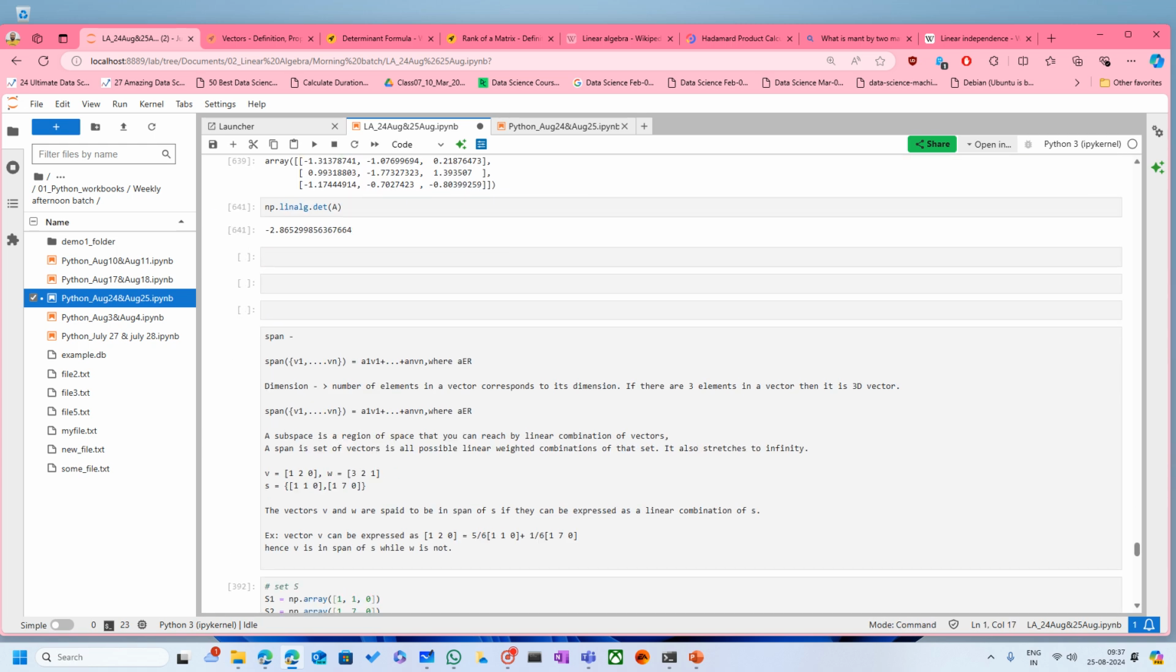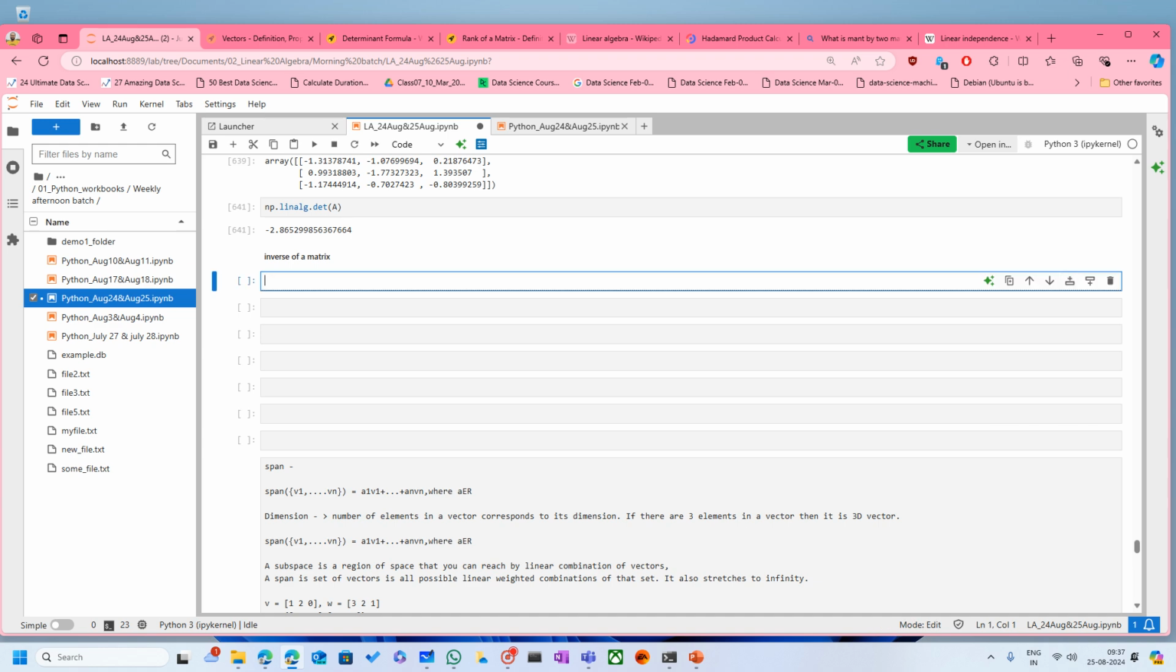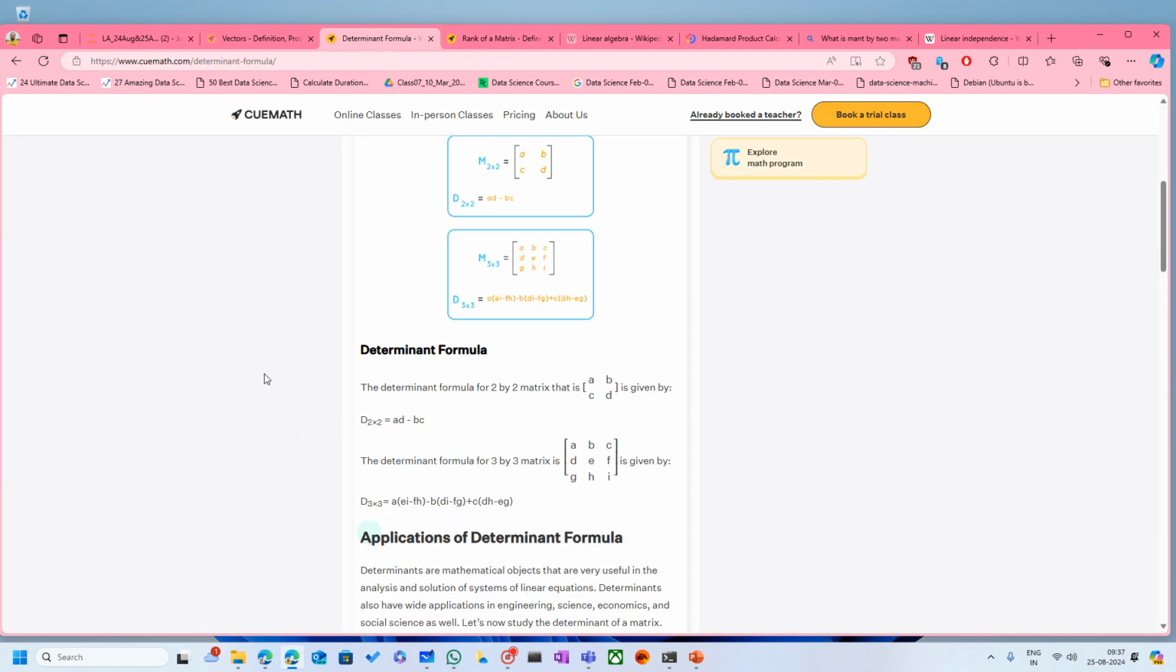Okay. Next is inverse of a matrix. Now for inverse of a matrix, we have a concept: A into A inverse. I won't be able to type the inverse, but you just understand. Okay, let me type INV. A into A inverse should be equal to the identity matrix.